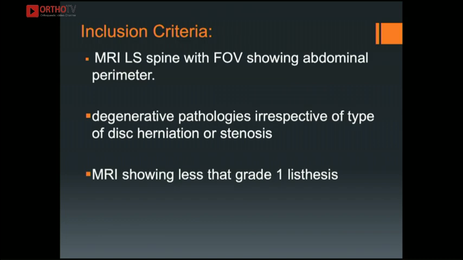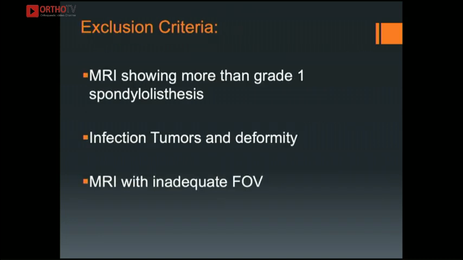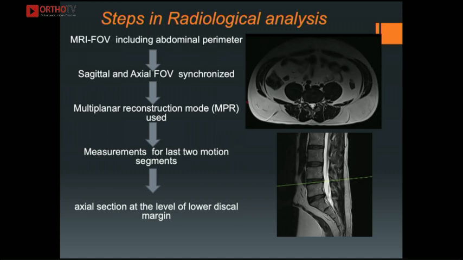We included FOVs showing complete abdominal perimeters, degenerative spine pathologies with disc herniation or stenosis, and less than grade 1 listhesis. Exclusion criteria were more than grade 1 listhesis, infection, tumors, and MRI with inadequate FOVs. We synchronized sagittal and axial MRI images with multiplanar reconstruction mode, and measurements were done in the lower discal space, at the lower discal margin.